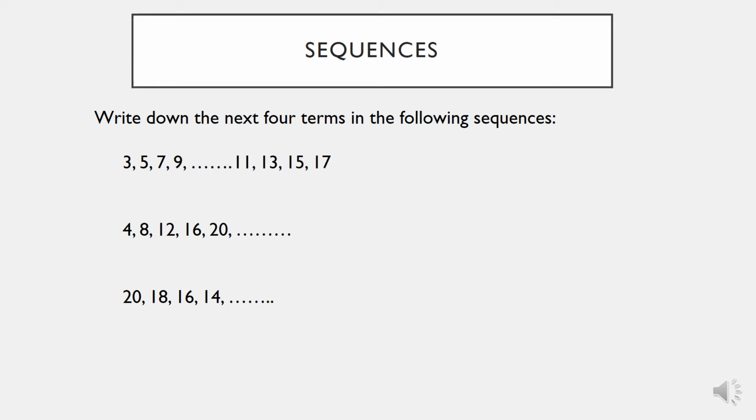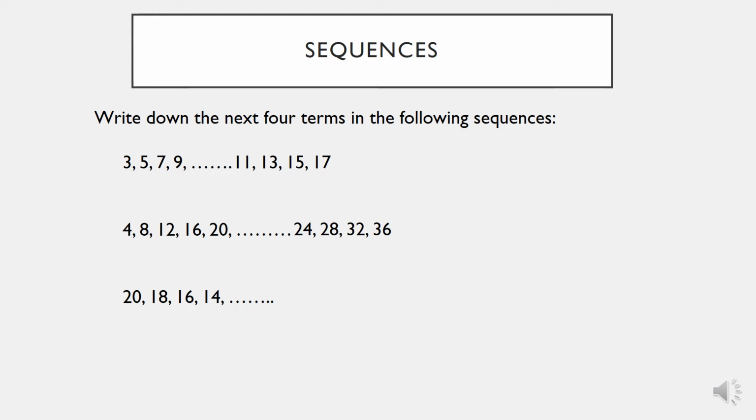Did you get 11, 13, 15, 17? Okay, so you look and you see what's happening with the numbers: 3 to 5 to 7 to 9. They are increasing, or going up, by 2 each time. Okay, and you continue that pattern or sequence.